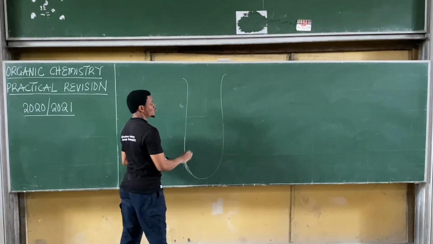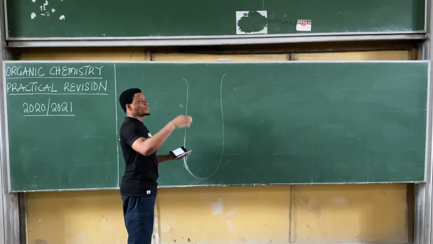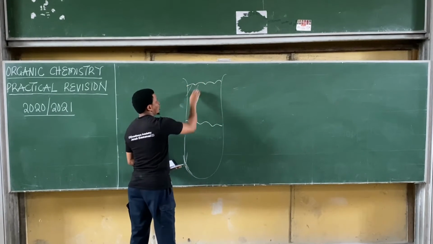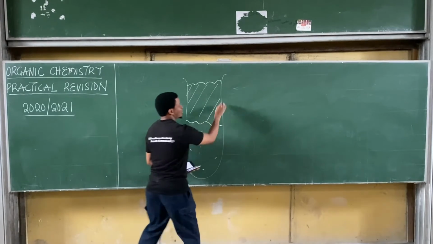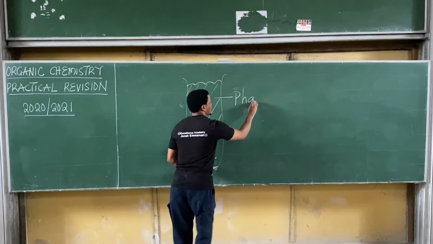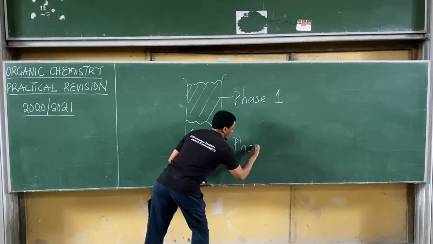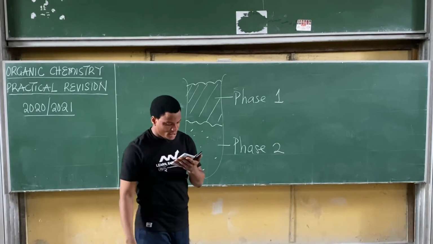Let's assume that you have two immiscible liquids. If you have two immiscible liquids and you put them together like this, one liquid will be at the top, the other liquid will be at the bottom. This is called a phase. This is phase 1. This becomes phase 2. So this is what I mean by phases. One up, one down. That's it.